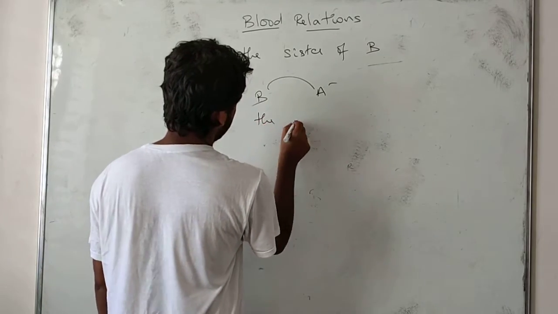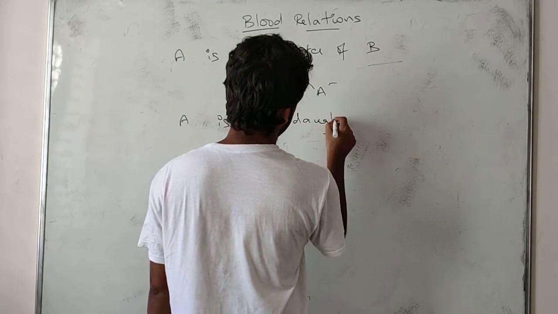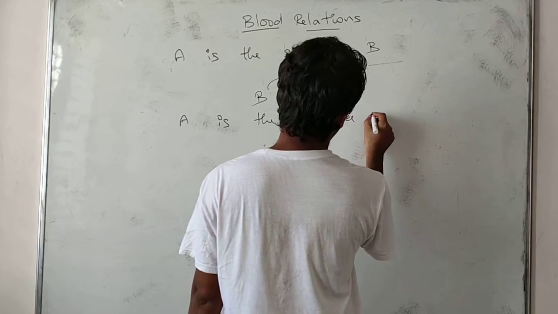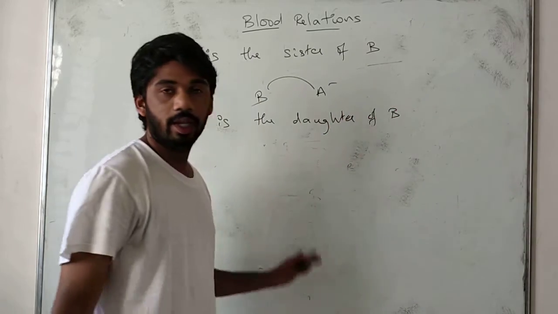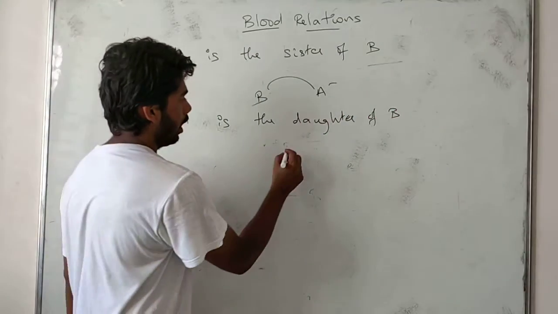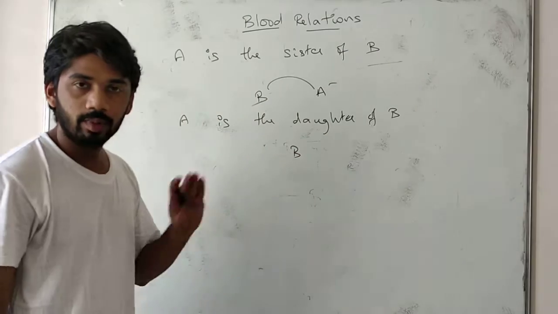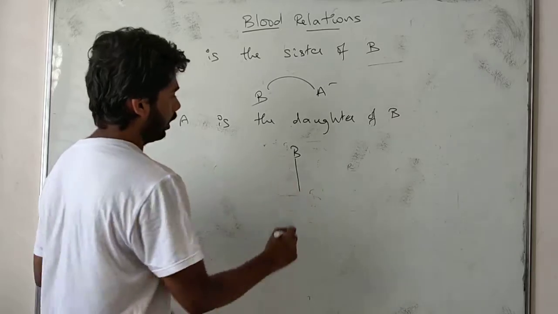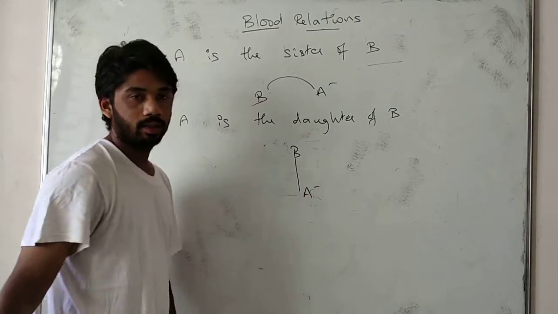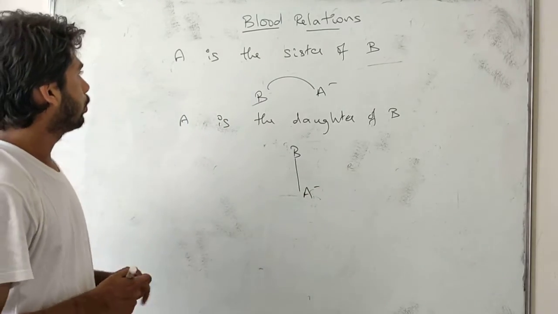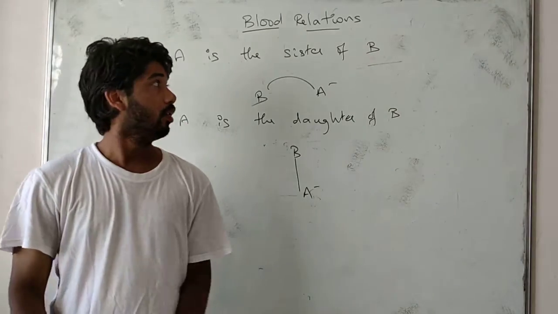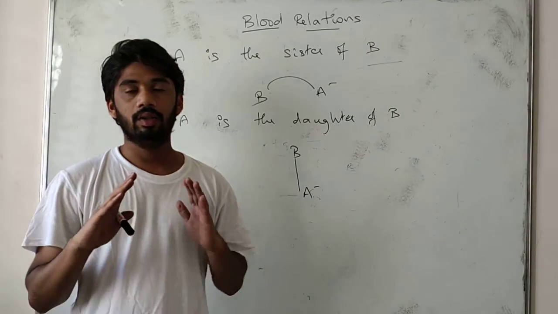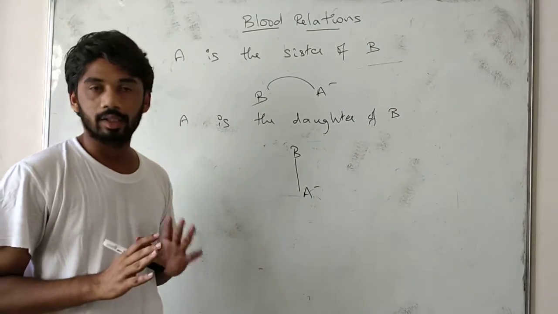A is the daughter of B. Students, A is the daughter of B. Here I will write B first. Daughter means younger generation. So I will take the line in this way. After that, I have to write A. A daughter is minus. So in this way I have to write. So students, now I have completed all the basic concepts of blood relationship.